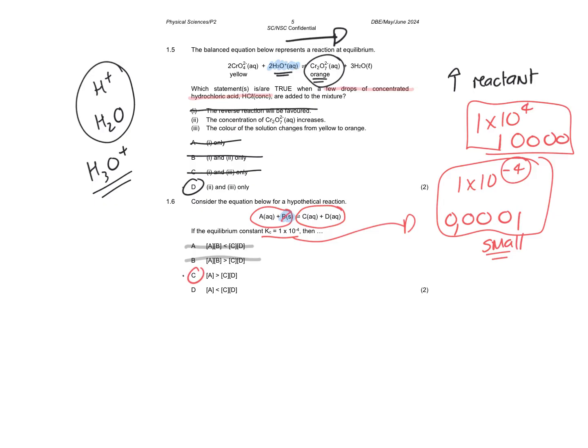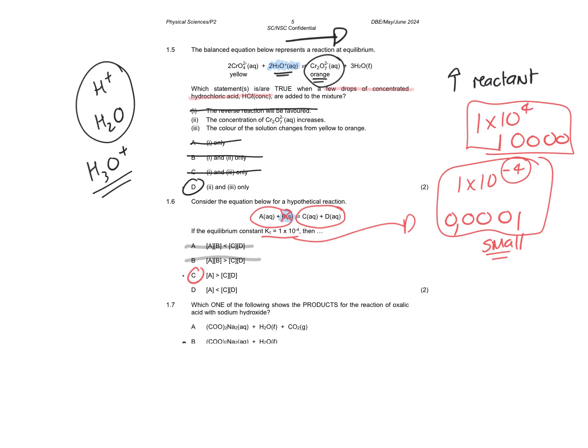B does not have a concentration because B is a solid. You can't get a concentration of a solid. You can't have a concentration of table salt. It's just 100% table salt. It's not dissolved in anything. It's not a mixture. So you can't get a concentration of a solid. Solids are not included in Kc expressions.